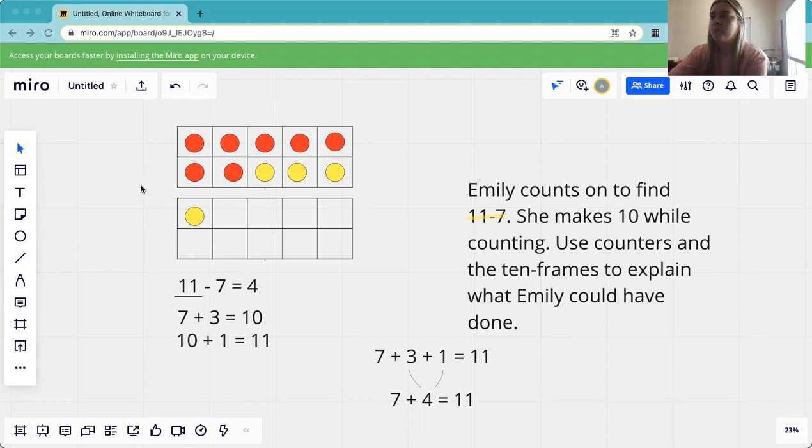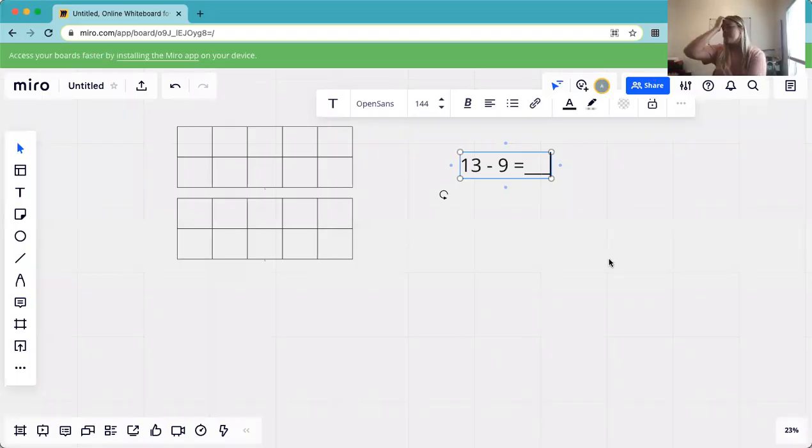All right, so I'm going to go ahead and put up an equation for you, first grade, and you're going to figure this out on your own now. So here is your equation: 13 minus 9 equals, and we're trying to figure that out. So go ahead and use your ten frame and figure out what 13 minus 9 equals. Remember, we are using that make 10. So we are using addition to help us figure out our problem 13 minus 9.